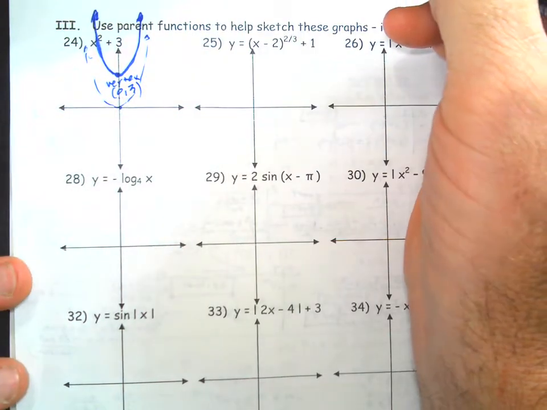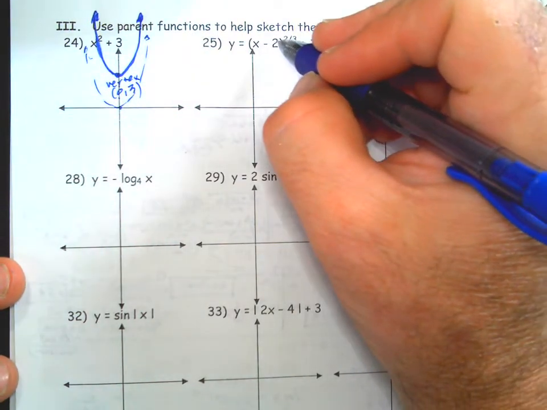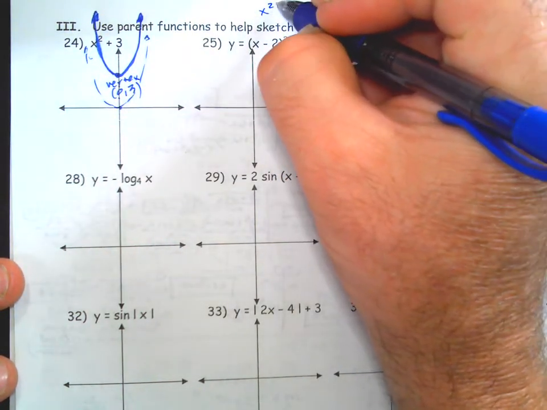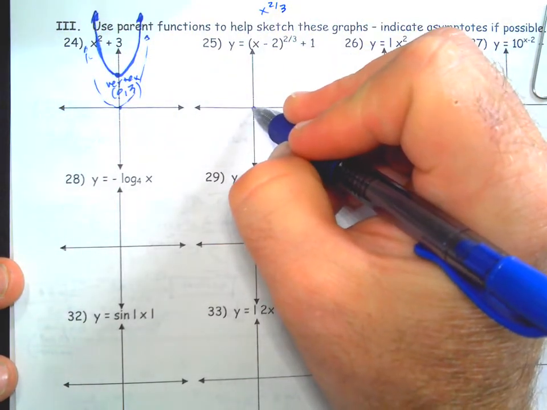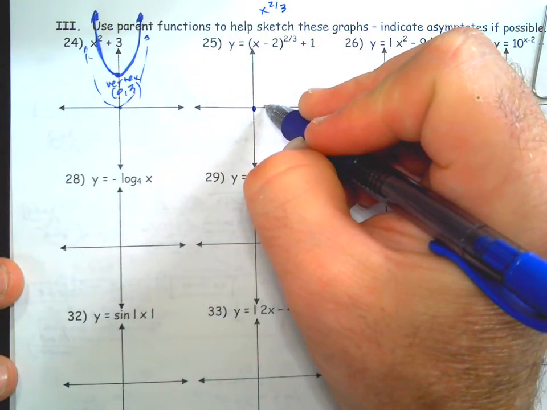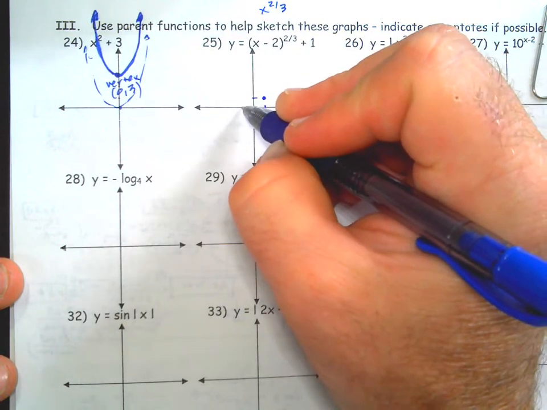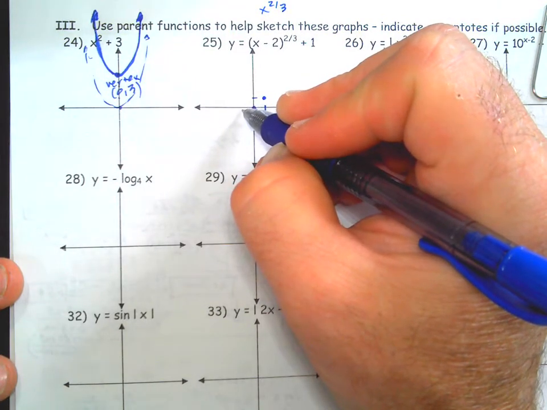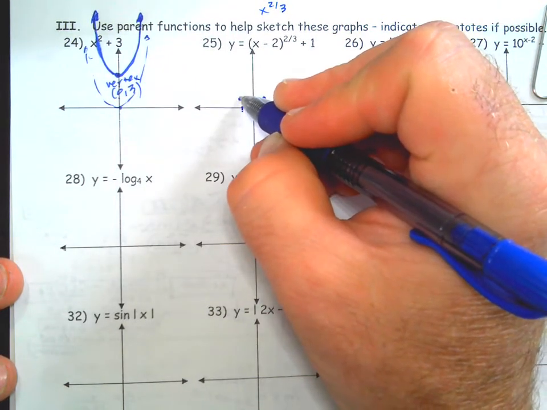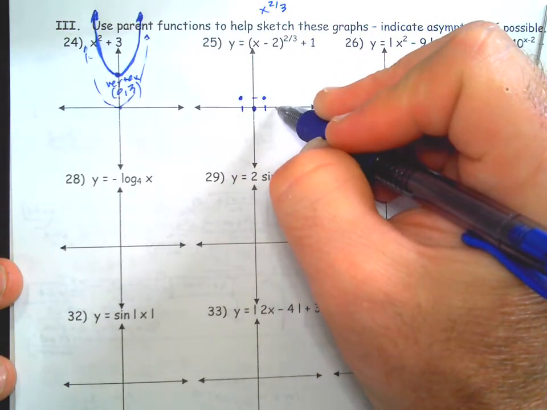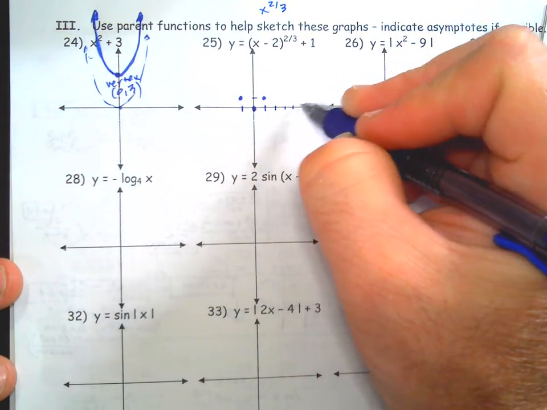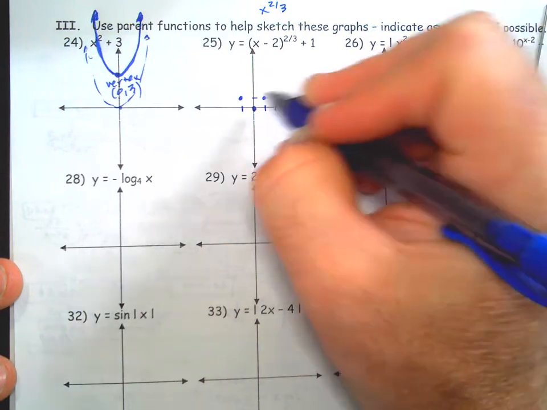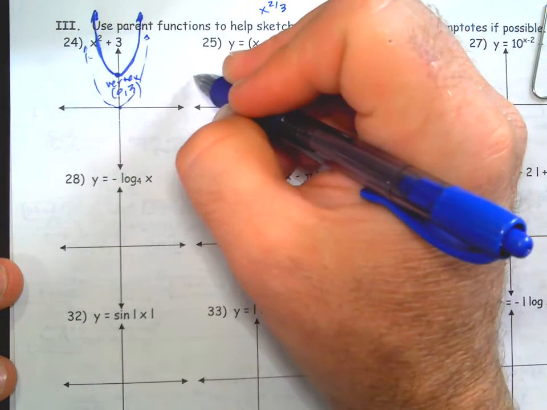All right. This is now x to the 2/3. We could start with that graph. That's 0, 0. Cube root of 1 is 1, squared is 1. Cube root of negative 1 is negative 1, squared is positive 1. So this is a cusp function. Anyways, it's kind of like this.